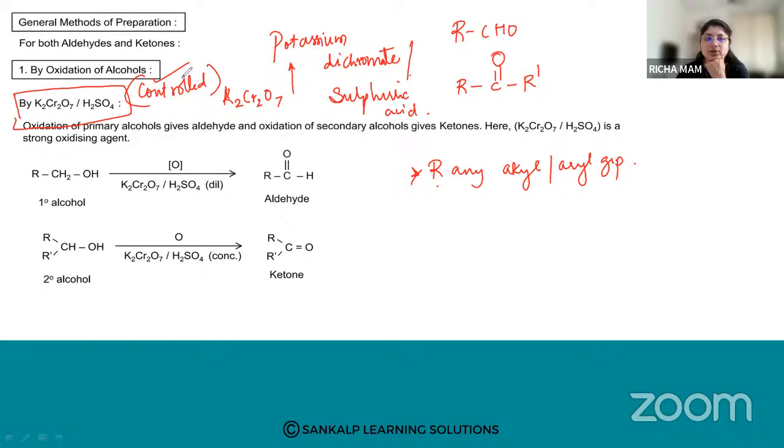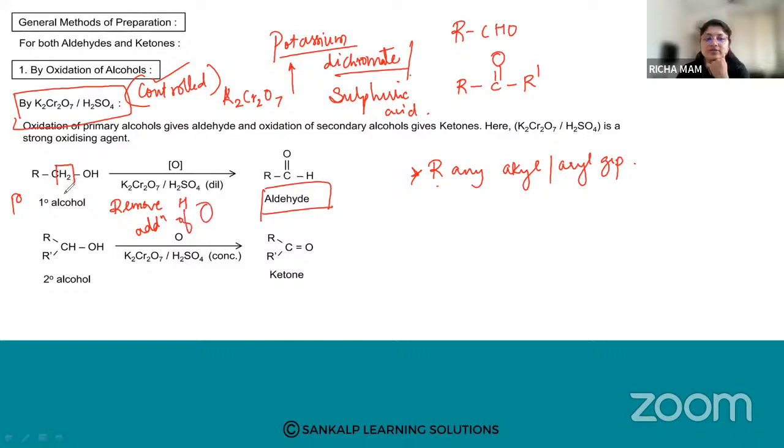Suppose we take a primary alcohol and do oxidation in the presence of K2Cr2O7 and H2SO4, we get an aldehyde. A primary alcohol, if we treat it with K2Cr2O7, a good oxidizing agent, it will remove hydrogens and add oxygen. So it results in an aldehyde.